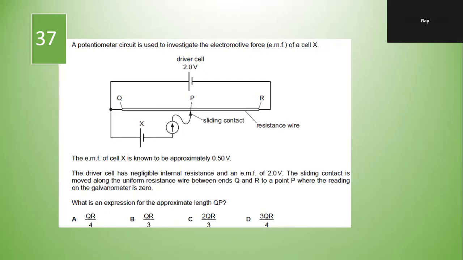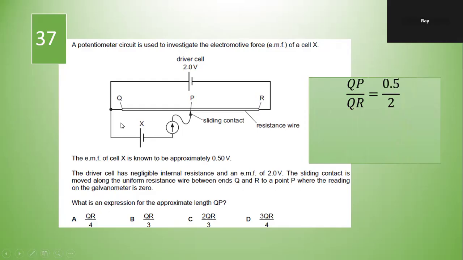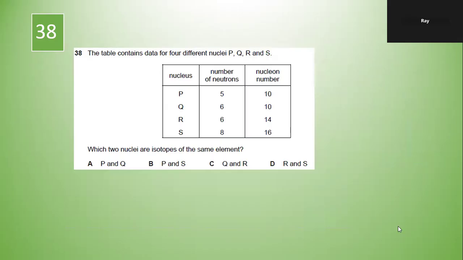Is it A? Let's see. QP over QR is X over 2. So QP is, cross multiply, this one times 2, here times 2, you get quarter. So A. Okay, good. Any comment? No. Okay.